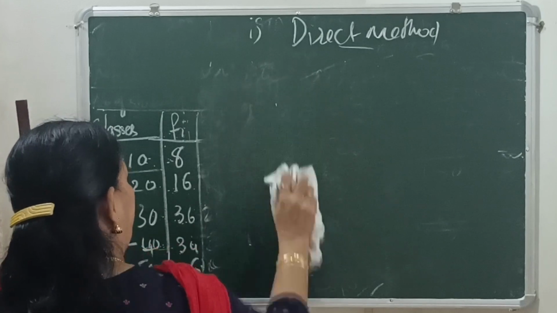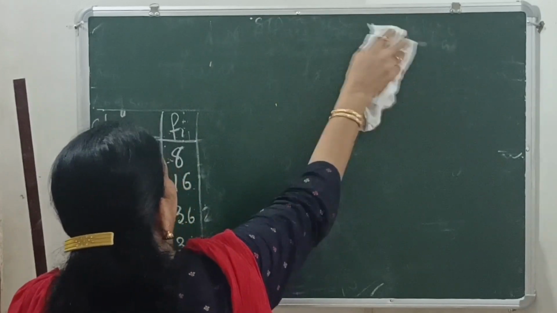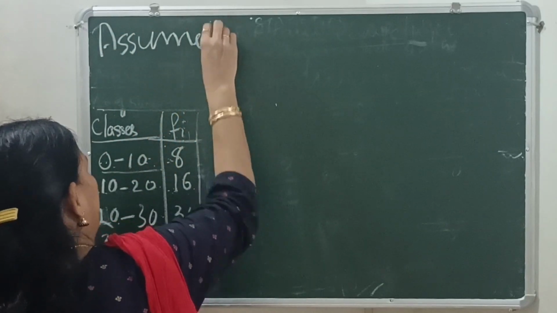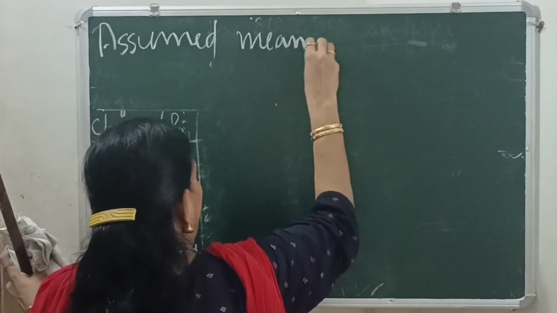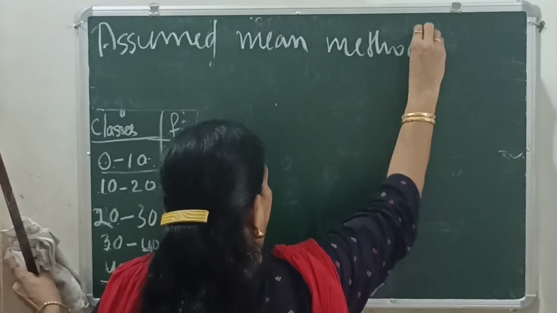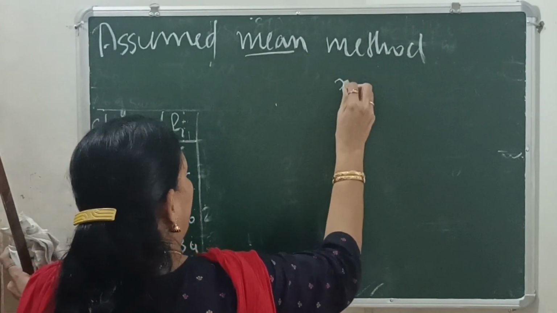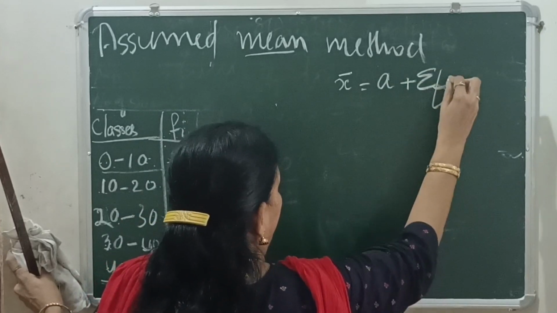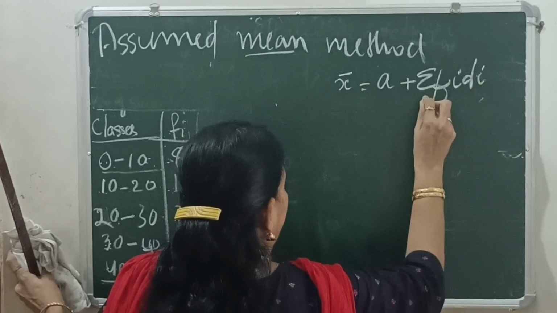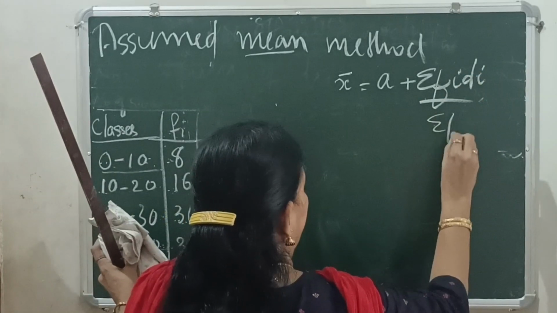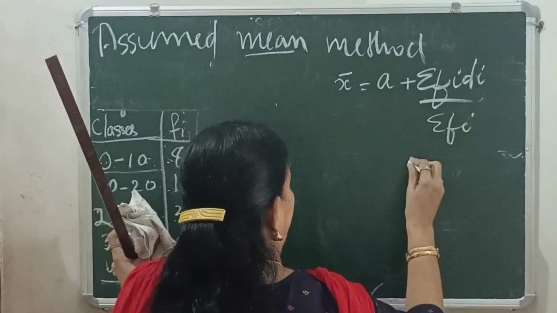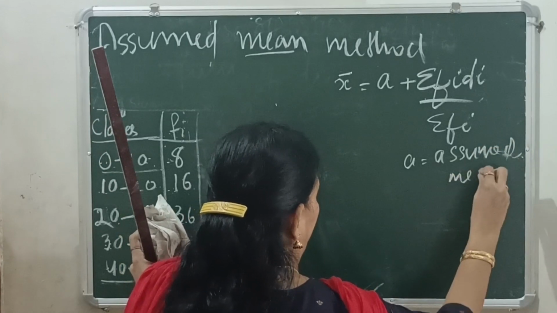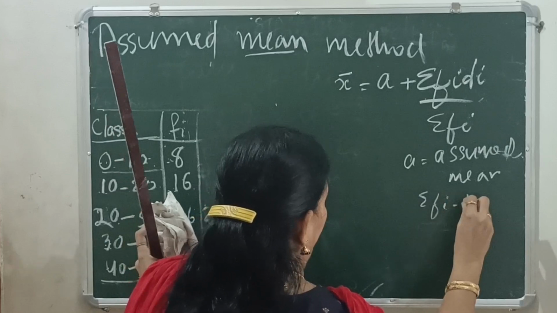Second method, assumed mean method. First method, direct method. Second method, assumed mean method. There are three methods for finding the arithmetic mean. Assumed mean method: x bar equals A plus sigma fi di divided by sigma fi, where A is the assumed mean and sigma fi is the total frequency.